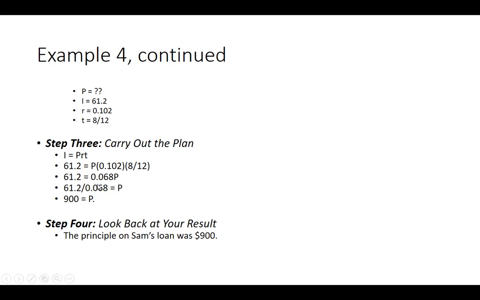To solve for P, we do some algebra, divide both sides by 0.068, and 61.2 divided by 0.068 is 900. So 900 is P. The principal on Sam's loan was $900.